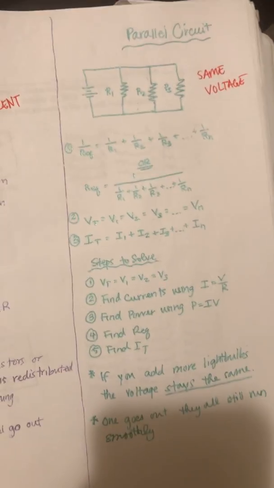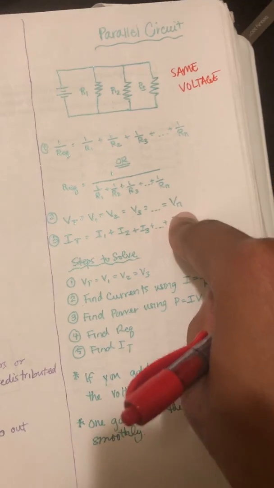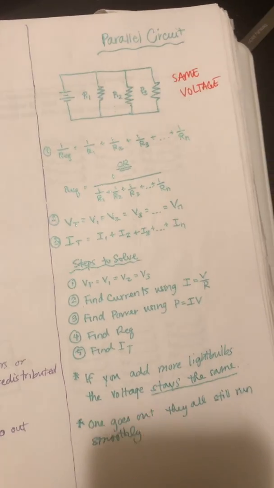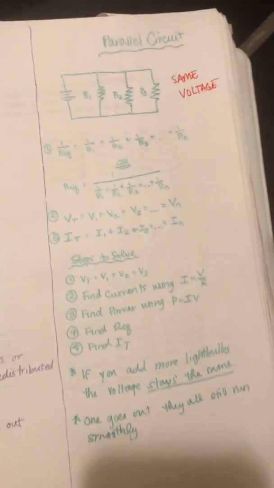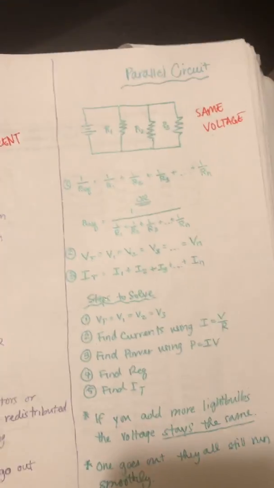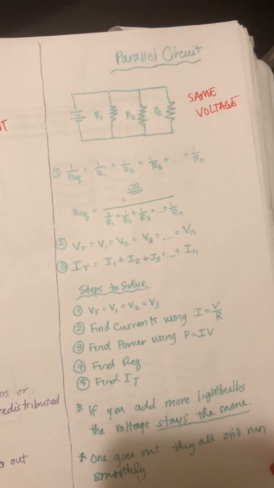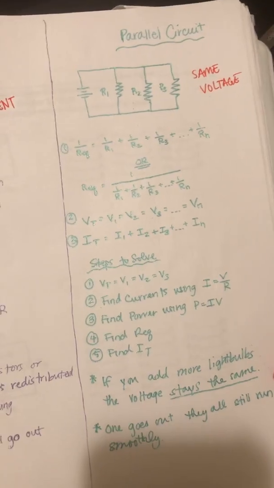Now, the current for a parallel circuit adds up. So the current at R1, the current at R2, and the current at R3 must add up to give you the total current, which we find after we find the equivalent resistance.